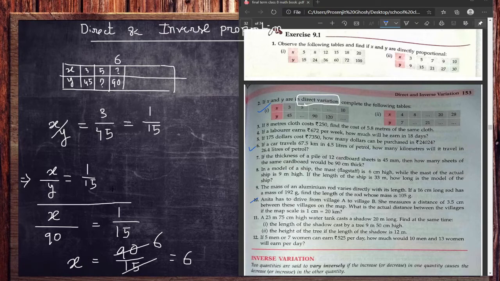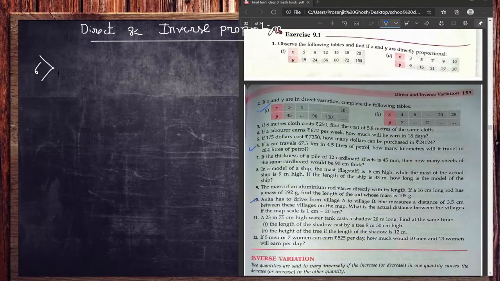So I told you the first or the master formula, that the x by y ratio will always remain constant. If you know this one, you can find any given value over there. Either x is given and y is missing, you have to find y. Or y is given and x is missing, you have to find x at that time.